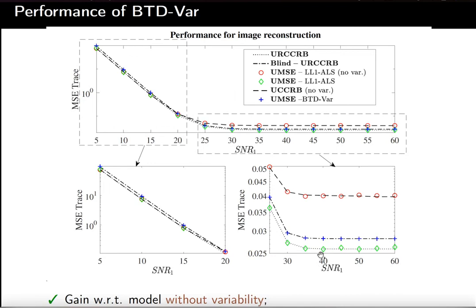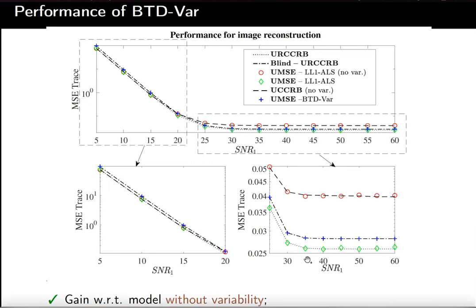Attached with the green diamonds, you can see the performance of a clairvoyant estimator that would be able to estimate the variability phenomenon. On the other hand, the worst performances were given by the standard deterministic tools, the CCRB, and the LL1 ALS algorithm, the red circles, that did not account for the variability. So where is BTD-Var? Well, BTD-Var is in the middle of these two curves here. We assess this performance using the partially coupled randomly constrained Cramer-Rao bound, and the performance of BTD-Var is shown in the blue crosses.